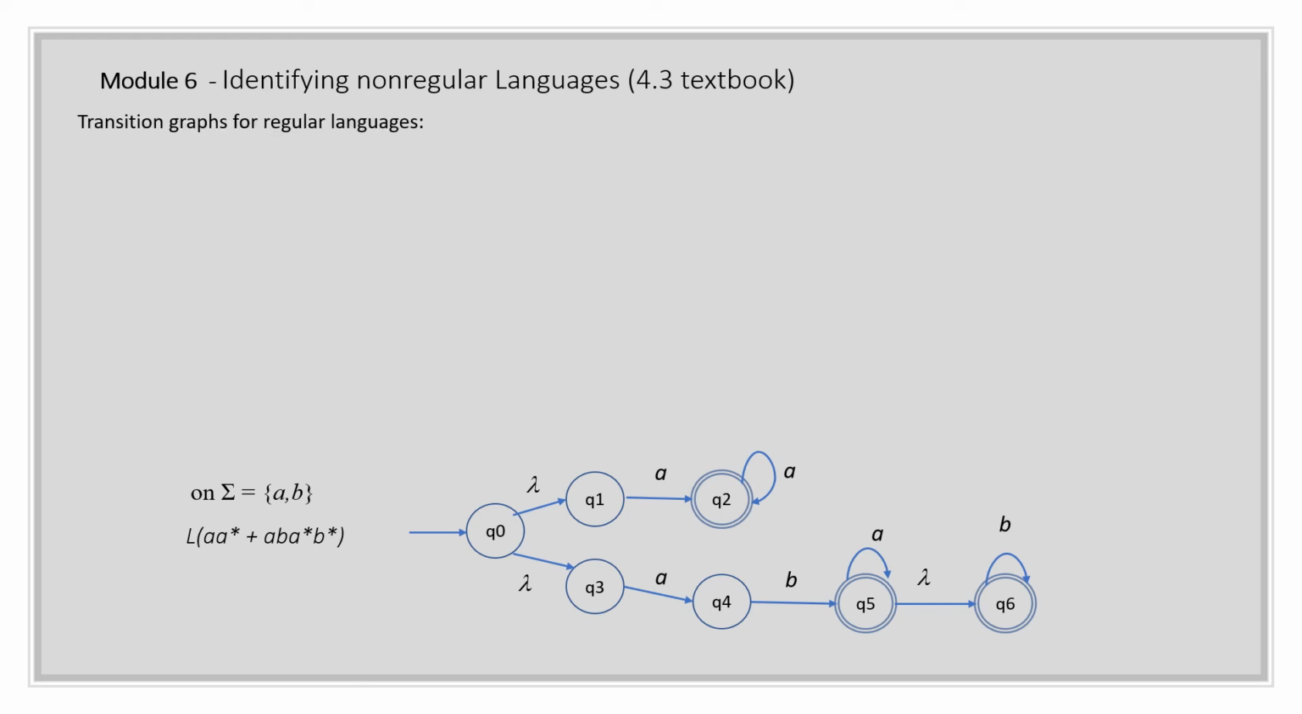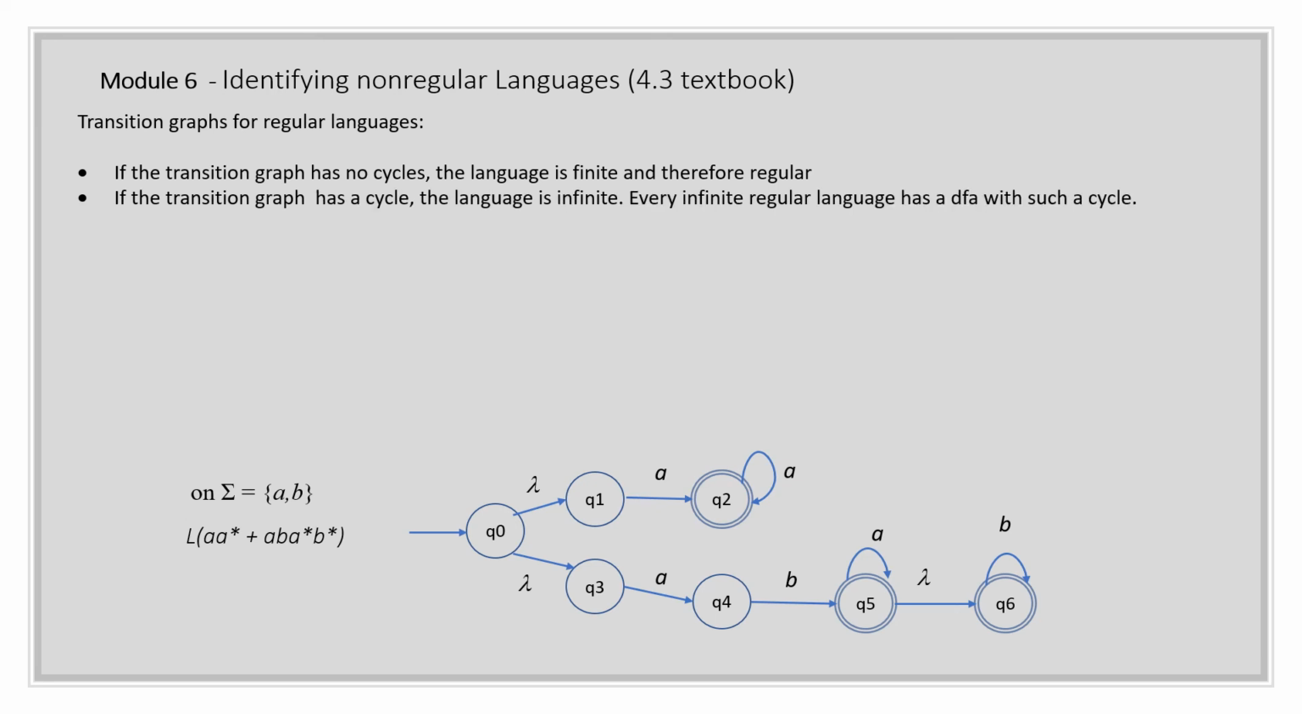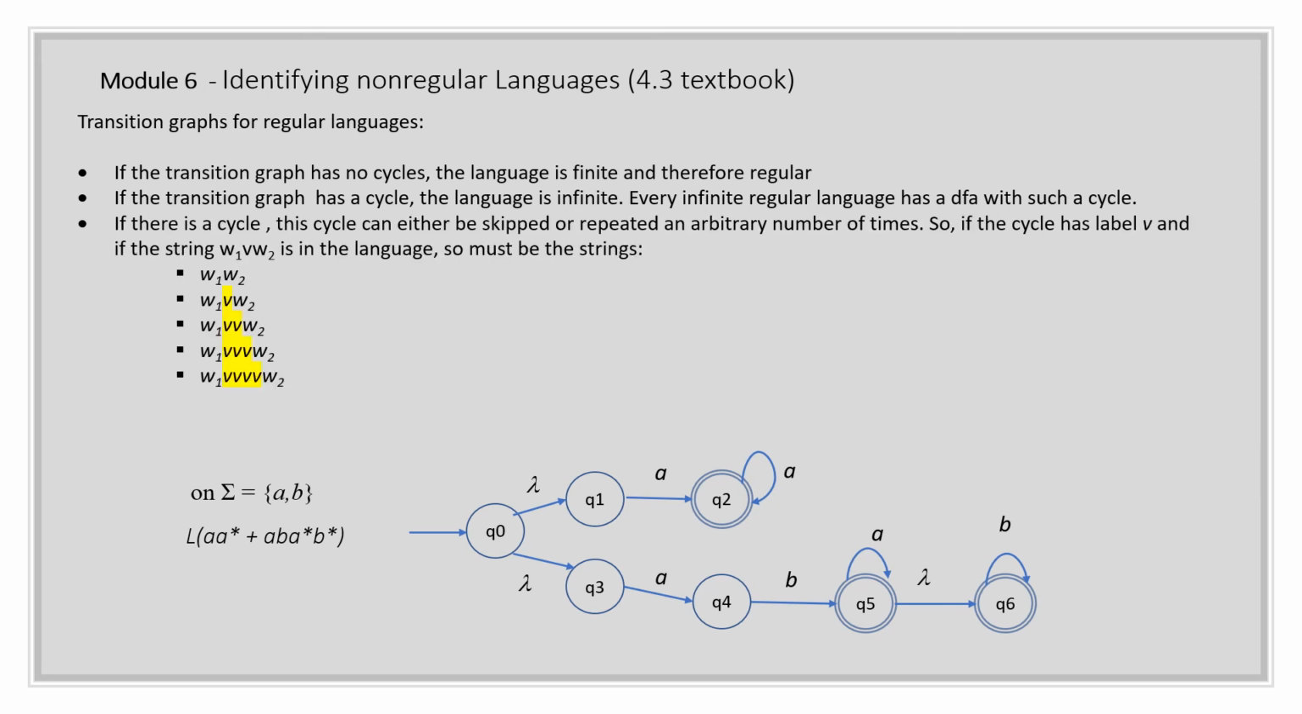All right, so here's a little bit more about transition graphs for regular languages. If your transition graph has no cycles, then the language is finite. And of course, we already said all finite languages are regular. If the transition graph has a cycle, then the language is infinite. Every infinite regular language has a DFA with a cycle. This one happens to have a DFA with 3 cycles.